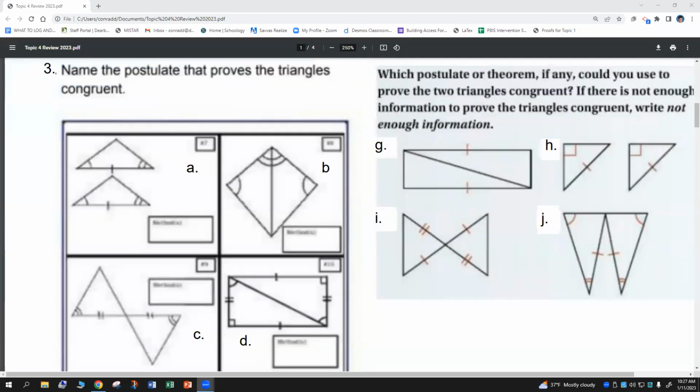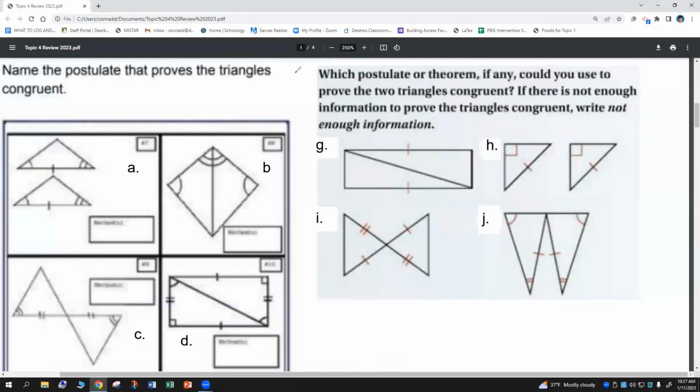All right, and then over here, we have a shared side we can add. Okay, this gives us 2 pairs of sides. That's SS. Okay, but that's not going to be enough information. So NEI, not enough information.